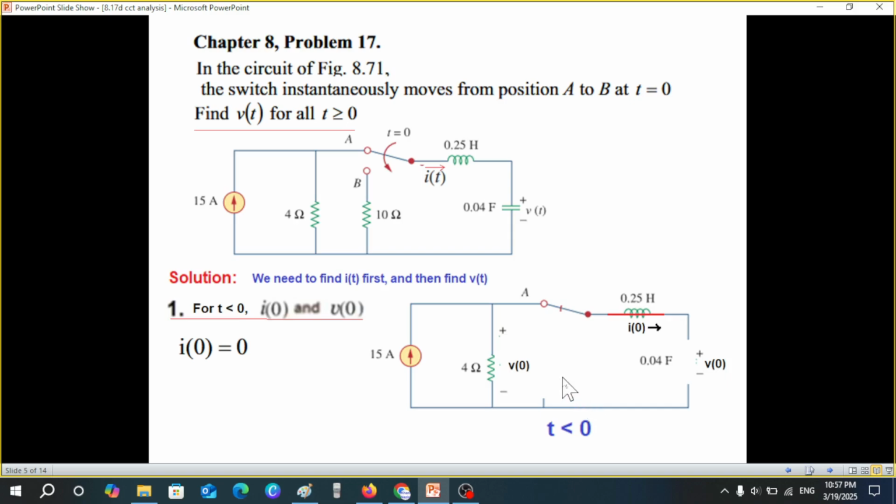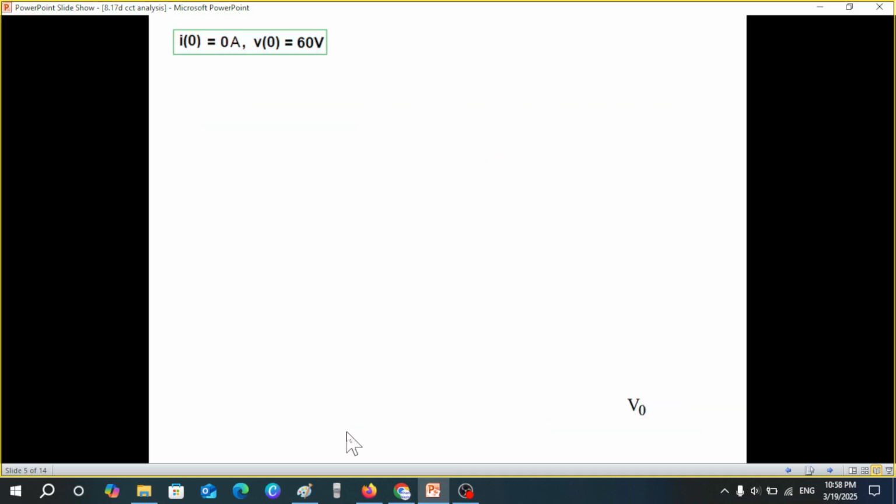And what about V0? Now this voltage here is the same as the voltage here. Some students have difficulty in understanding, but you can see there is no voltage drop in this or the whole path. So whatever is the voltage here, the same will appear at the output. So this voltage we can find. We know the current, we know the resistance, and therefore V0 will be current multiplied by resistance, that is 60 volts. So these two parameters we have found for t less than 0.